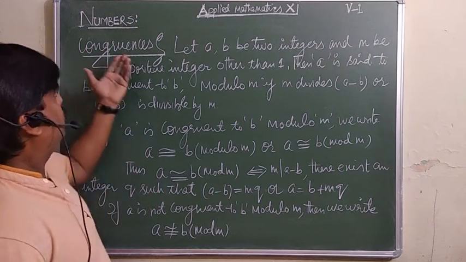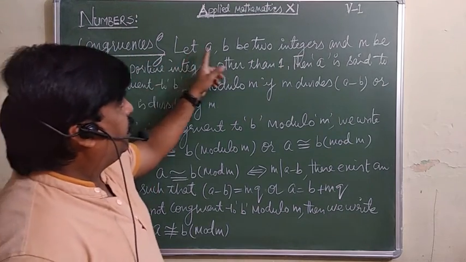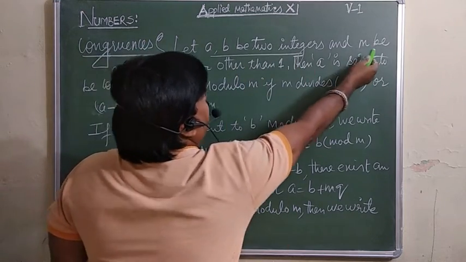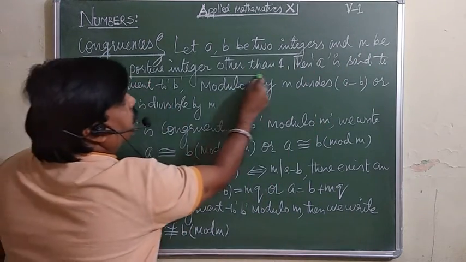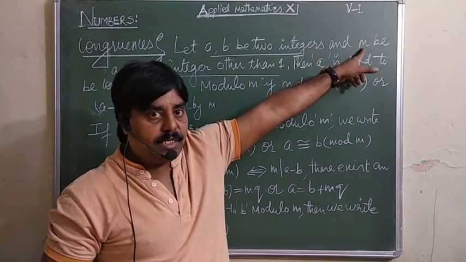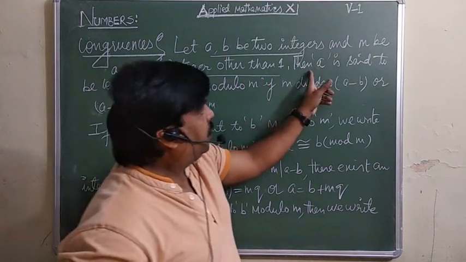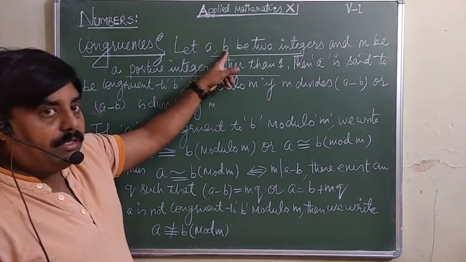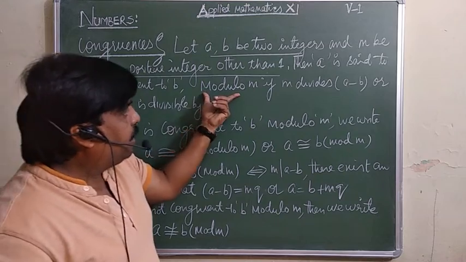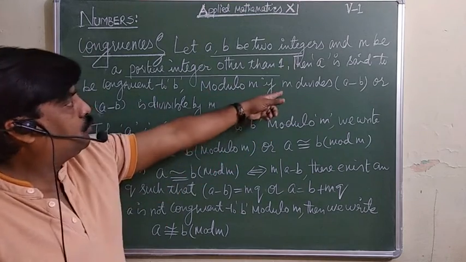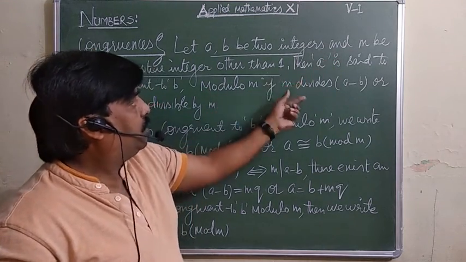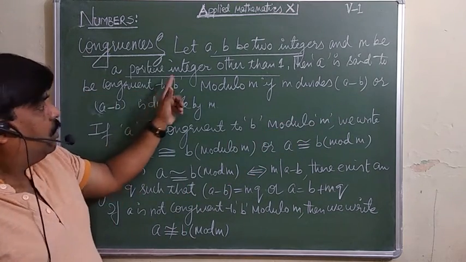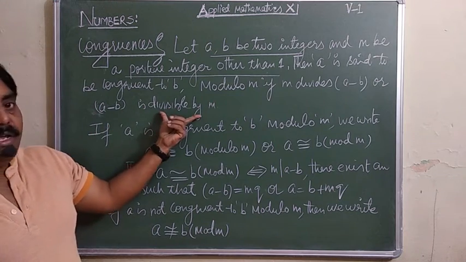Okay, now the congruences. Let a and b be two integers, and let m be a positive integer other than 1. Then a is said to be congruent to b modulo m if m divides the difference of a and b, or you can say a minus b is divisible by m.